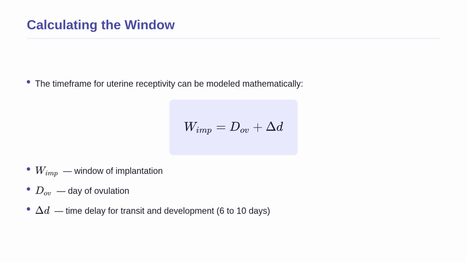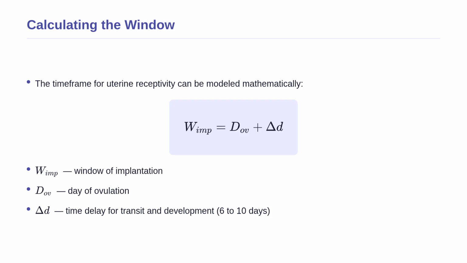This biological window leads us to an important mathematical relationship used by doctors. The formula for the window of implantation is W_IMP equals D_ov plus delta D. Let us break down what each symbol means. W_IMP represents the specific days of the menstrual cycle when the uterus is receptive. D_ov stands for the exact day of ovulation, when the egg is released.